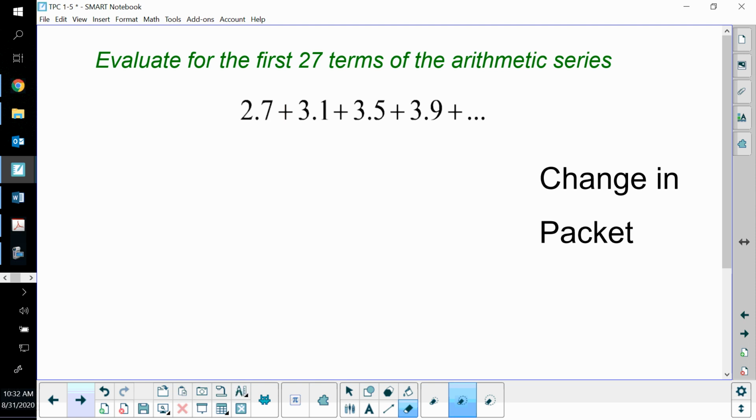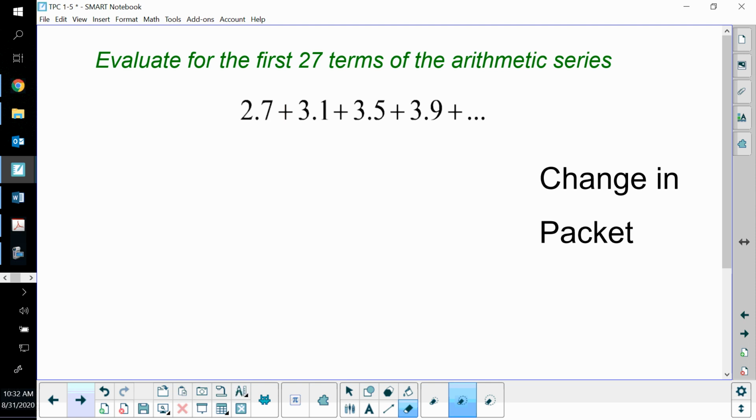So I believe in your packet, I might have it as something with square roots of 3. I want to change that if it is still that in there. I would like you to cross it out and write this series instead, and we'll have the same directions. We'll do the first 27 terms. So cross out what's there on the bottom of page 23 and put this instead.